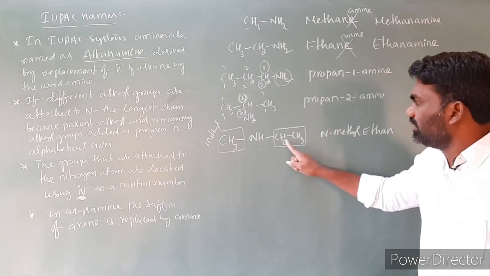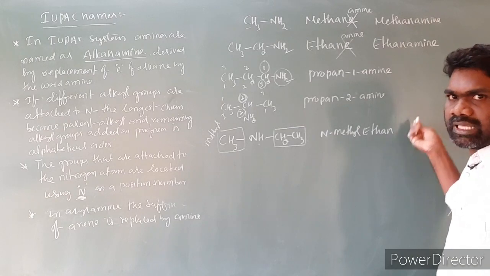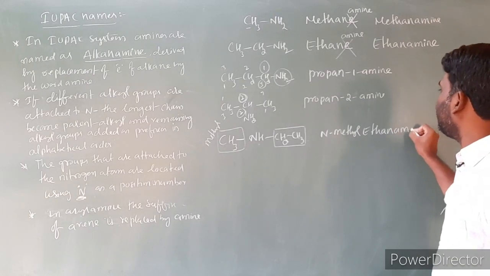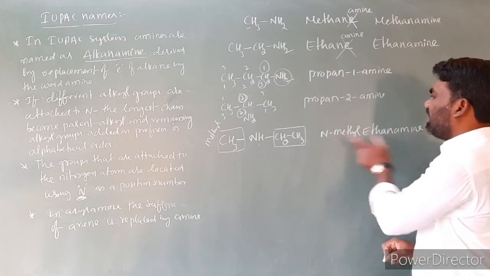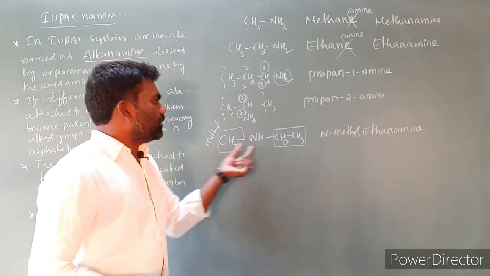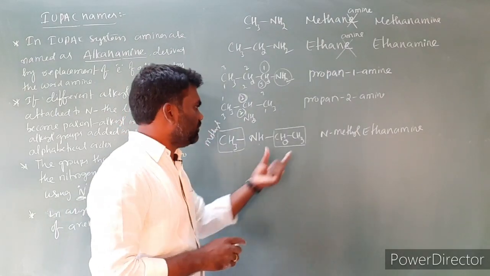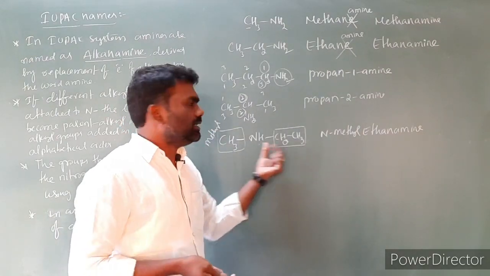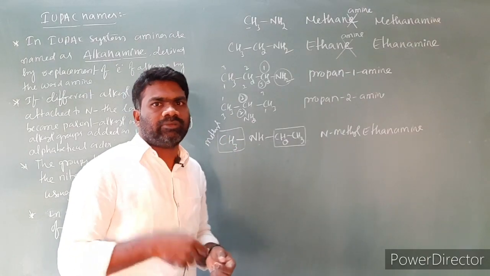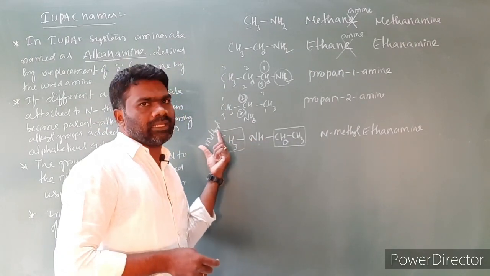N-methyl ethane, and the E we have to remove and add amine. So ethanamine. N-methylethanamine is the name of this compound. The rule is that when different types of alkyl groups are present, one we take as the parent, and the remaining are taken as substituents. We have to arrange them in alphabetical order, and their positions are indicated by N like this.